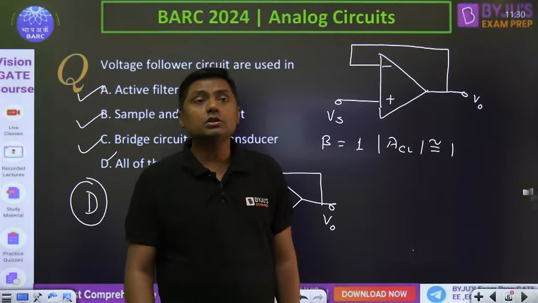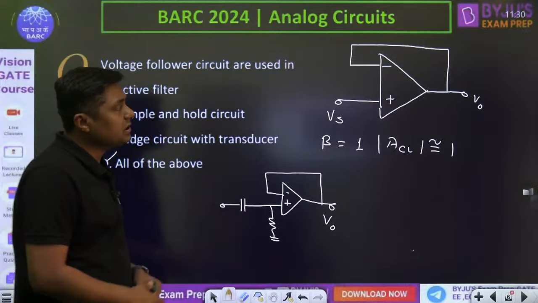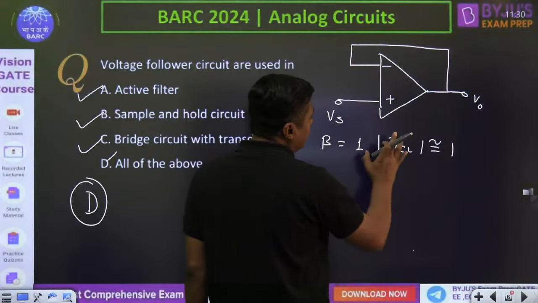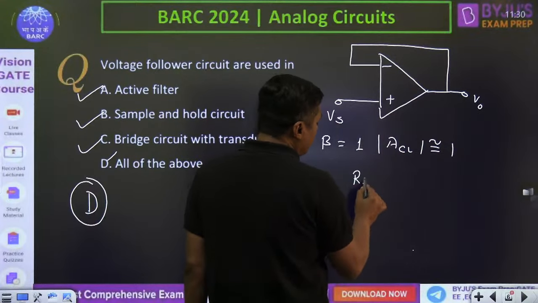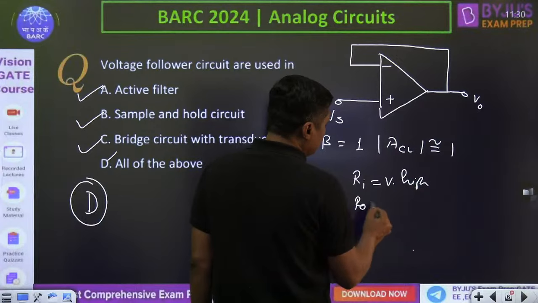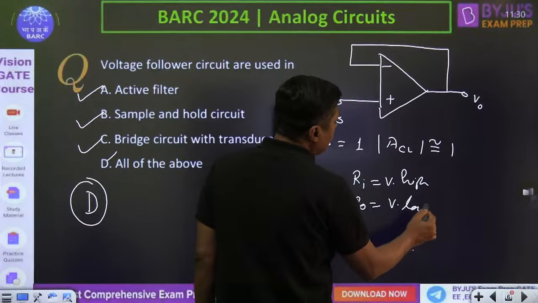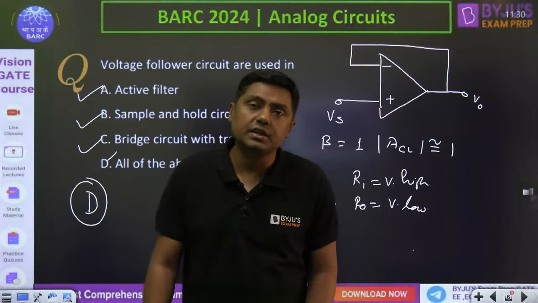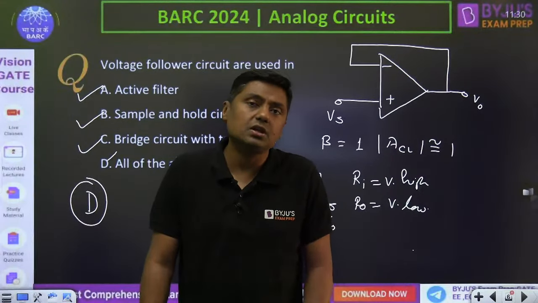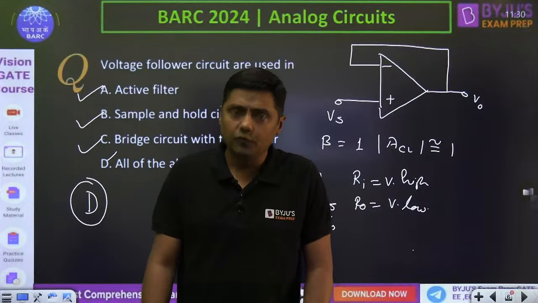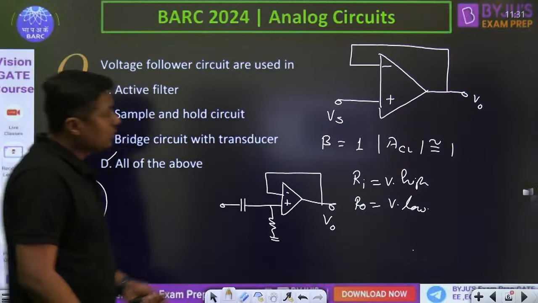Okay then. So this is a voltage follower. Remember guys, in this case the feedback mechanism is voltage series feedback. Input resistance very high, output resistance very low, and the gain is nearly equal to 1, and that is the case of voltage series feedback. It is a special case of non-inverting operational amplifier.